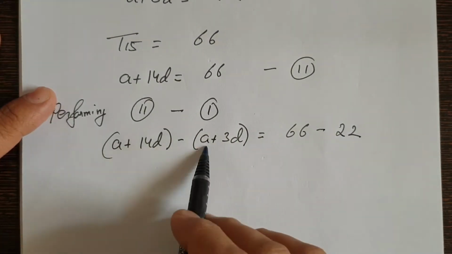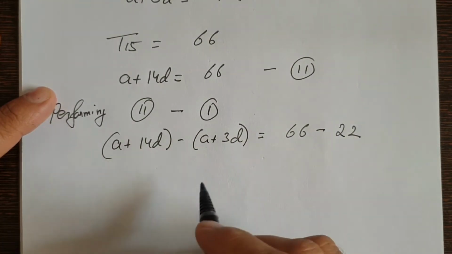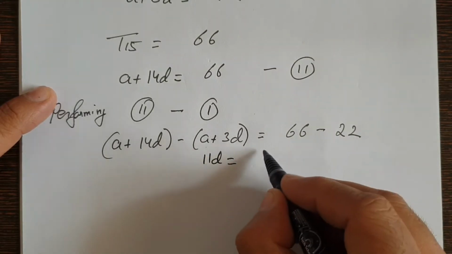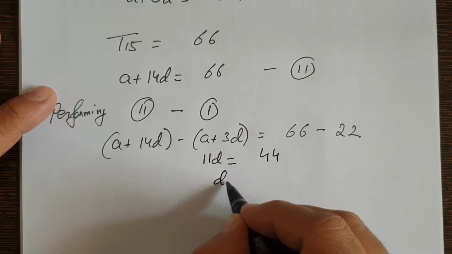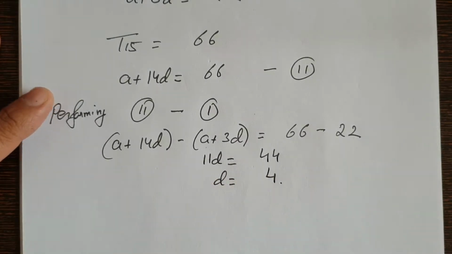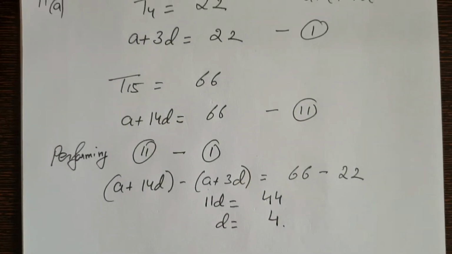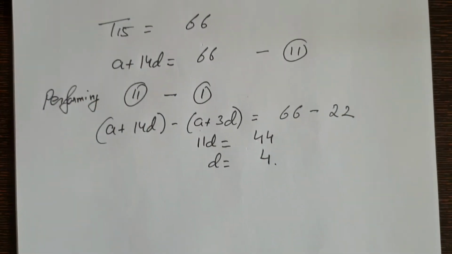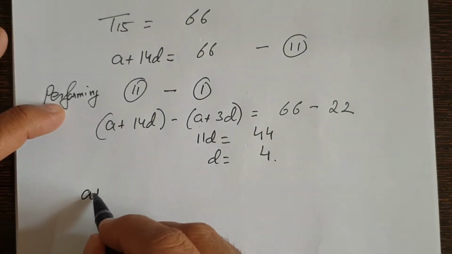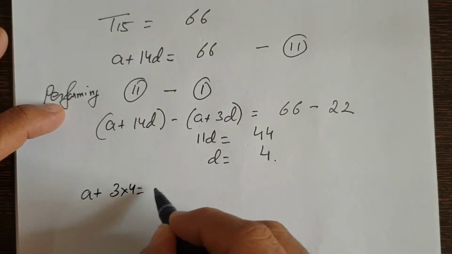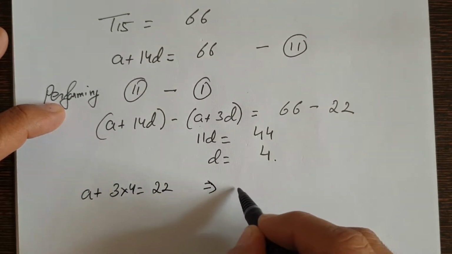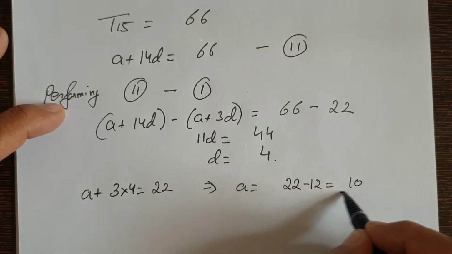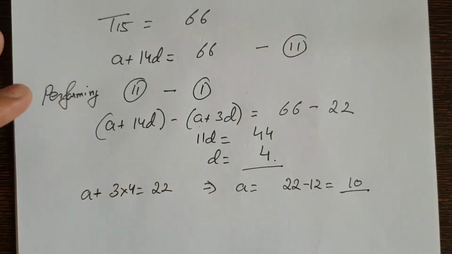So A and A will get cancelled. 14D minus 3D is 11D. 66 minus 22 is 44. So D is 4. Now substituting the value of D in equation 1: A plus 3 into 4 equals 22. This implies A equals 22 minus 12. This is 10. So A is 10, D is 4.